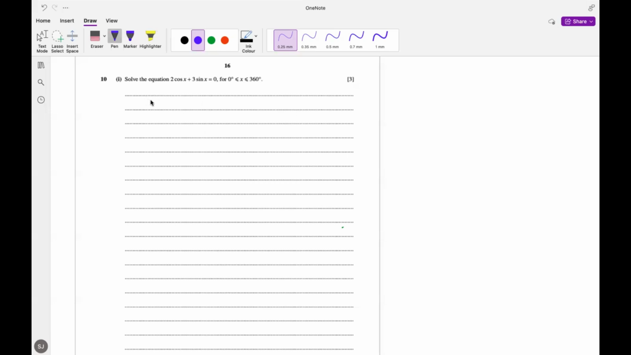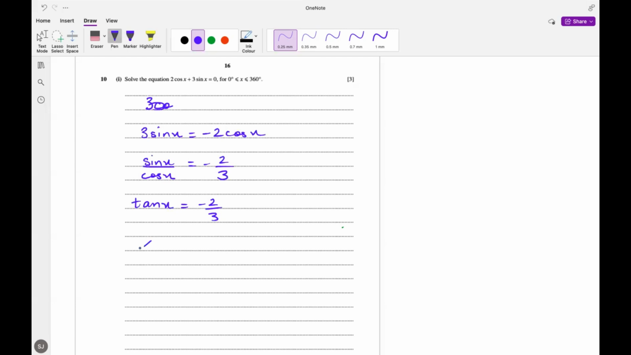In question 10, part 1, we have to first solve the equation 2 cos x plus 3 sin x equals 0. We can first write the equation as 3 sin of x is equal to minus 2 cos of x. Rearranging the equation, we can write it as sin x upon cos x is equal to minus 2 upon 3. We know the identity tan x equals sin x upon cos x. So this will be written as tan x is equal to minus 2 upon 3.